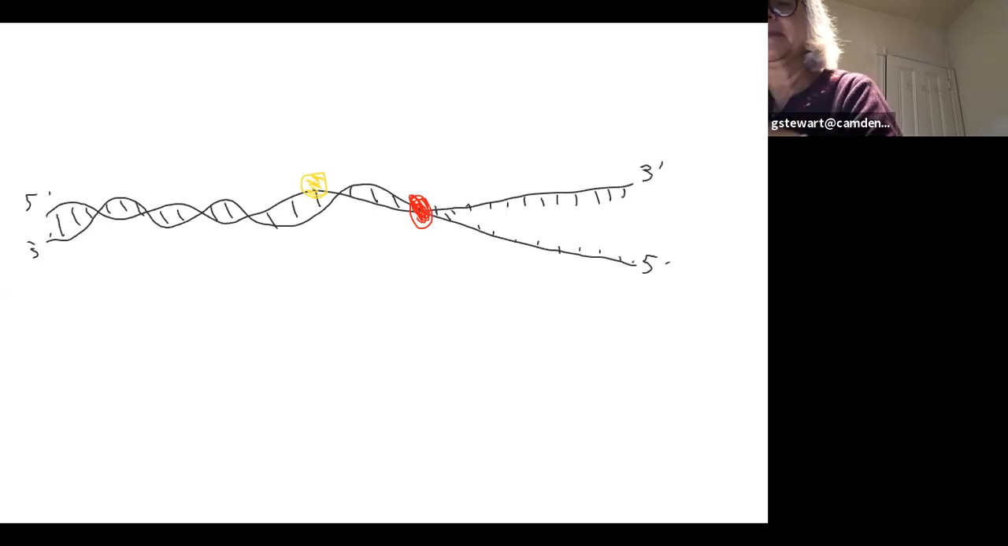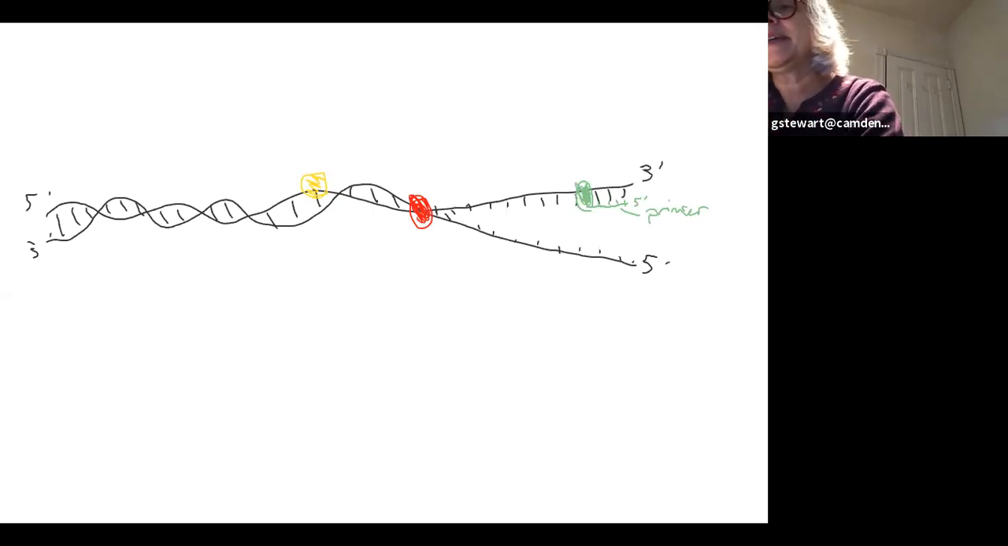Primase makes that short primer on the leading strand right here. So this is the primer, the piece that I just drew. That, of course, is RNA, not DNA. The enzyme primase is going to be here just temporarily. It's not going to stay with the DNA strand.